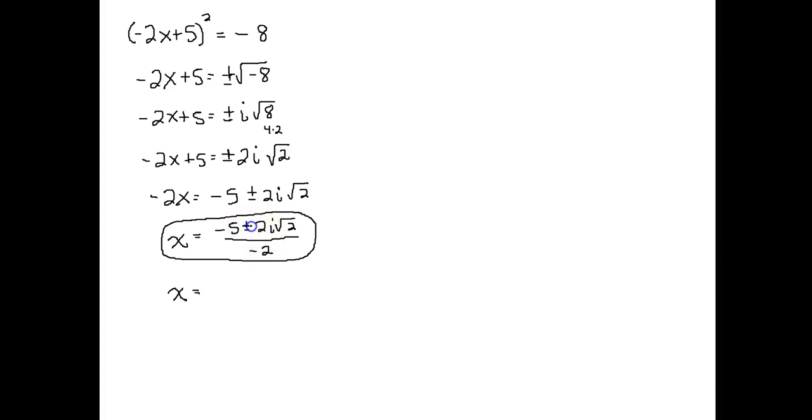If you have a plus or minus up here in the numerator of a fraction, you can break this up into separate fractions. You can put the negative 5 over the negative 2, plus or minus the 2i square roots of 2 over the negative 2. Well, negative 5 over negative 2 is positive 5/2, plus or minus. And then 2 over negative 2 is negative 1, but over here you've got plus minus. Plus turns to minus, minus turns to plus, you still have plus minus. So you can just say 1 times i square roots of 2 right there.